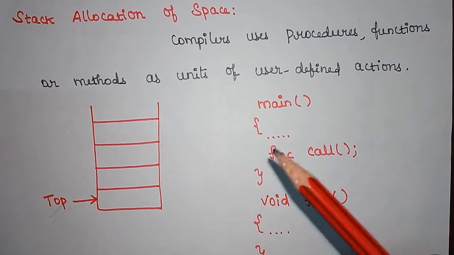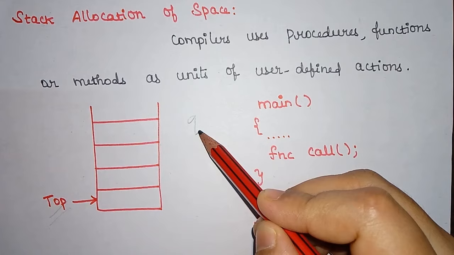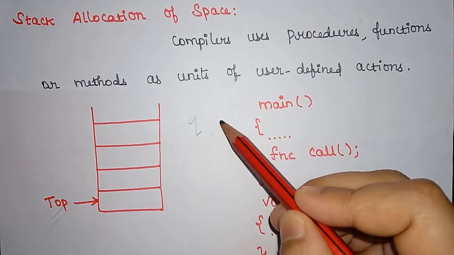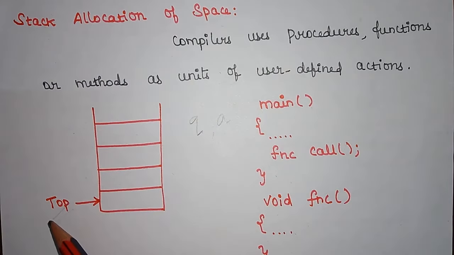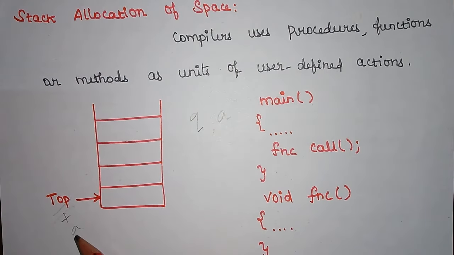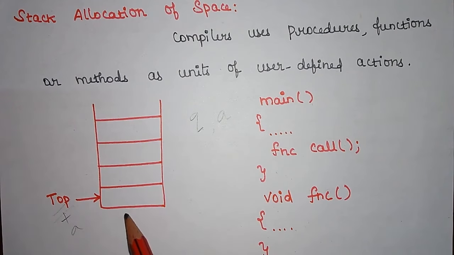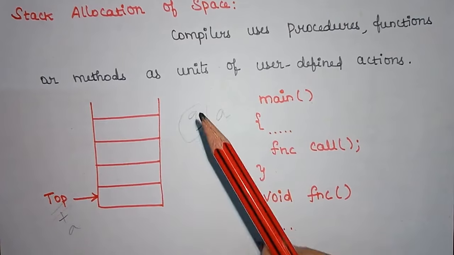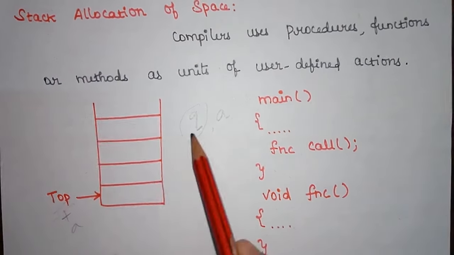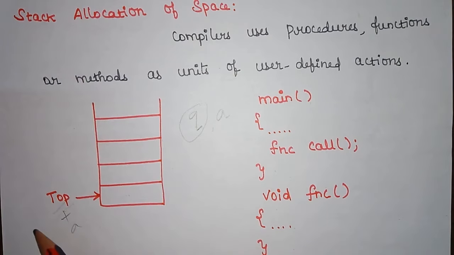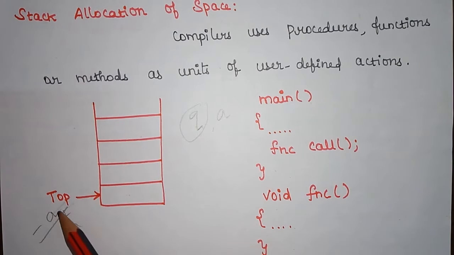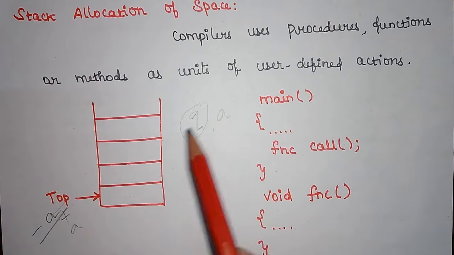For example, if there is a procedure called Q, and this procedure has an activation record of size A, then we need to increment the top value by A, that is top plus A. This is for pushing the activation record of Q onto the stack, and it is pushed just before the execution of procedure Q. When this procedure ends, we have to decrement top by the size of the activation record, that is minus A. So this is what we have seen in the stack allocation of space.